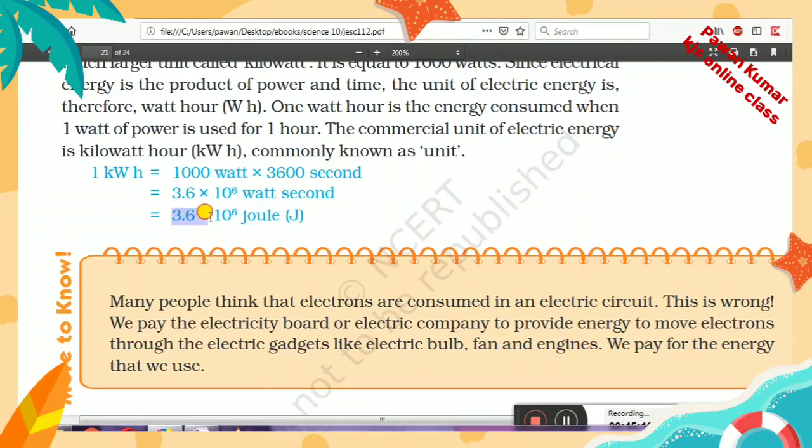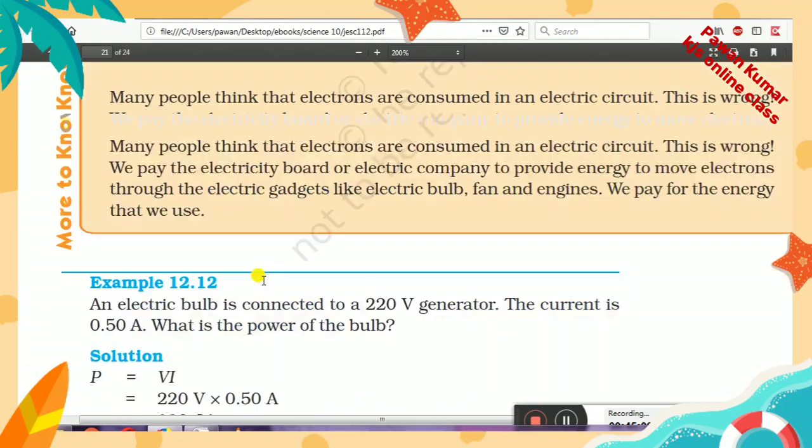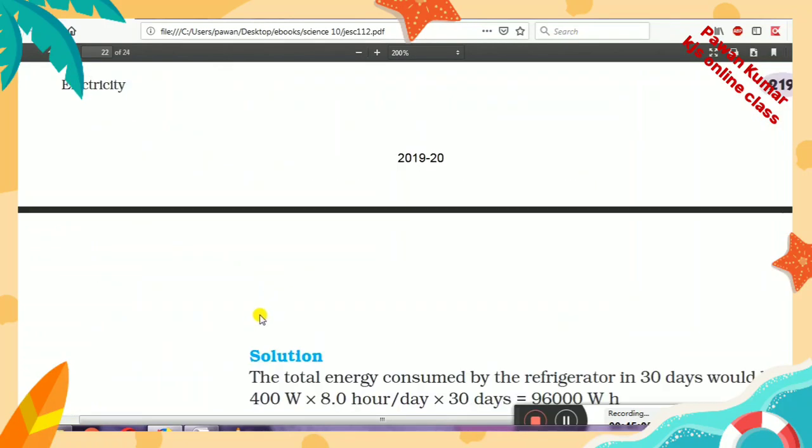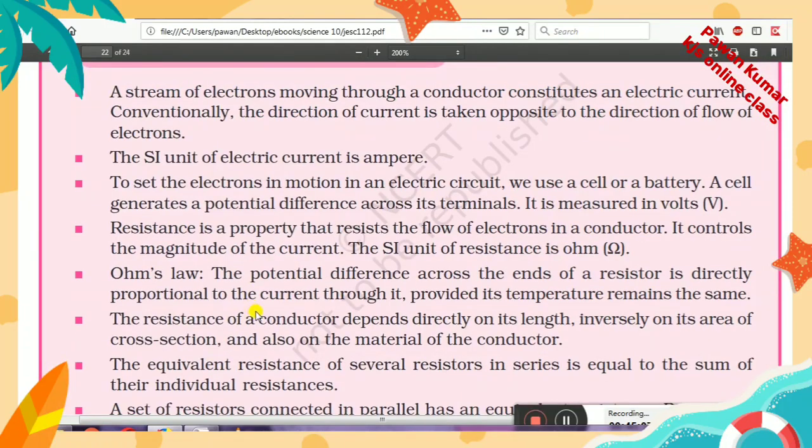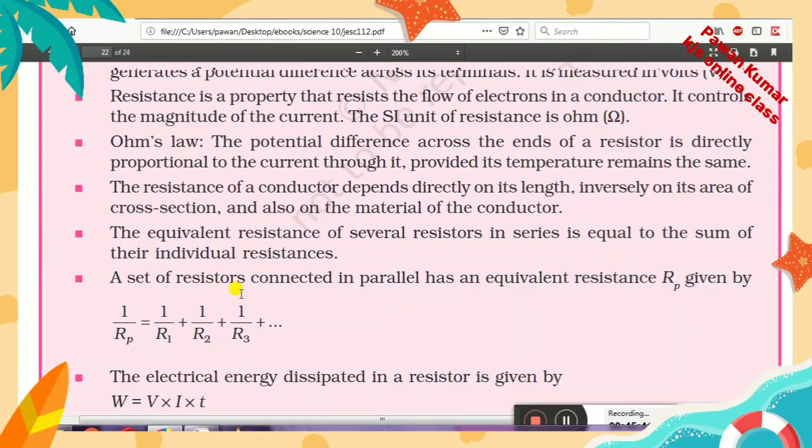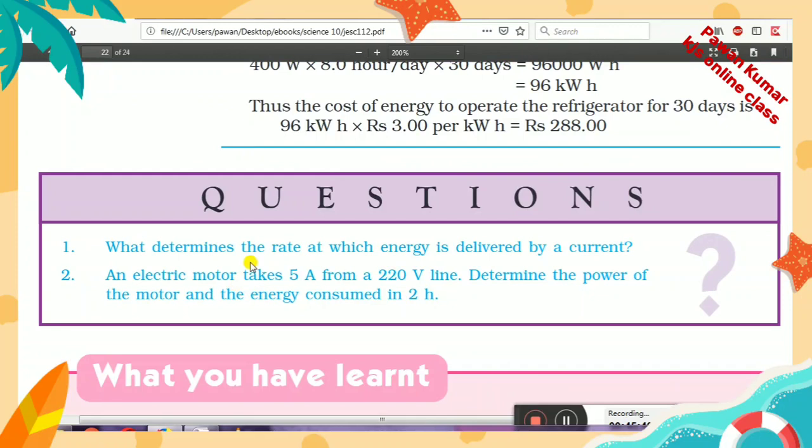That relationship is 3.6 into 10 to the power 6. And how did we get it? We wrote 1 kilowatt in the form of watt and 1 hour in the form of second. After that, just a simple multiplication and we got the relationship, right? Then we have a question, and after the question the chapter is over. After this there is nothing in the chapter. We completed this chapter.